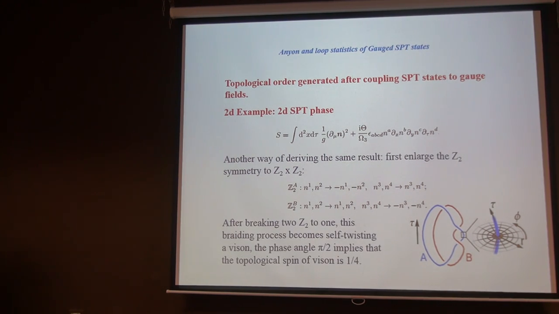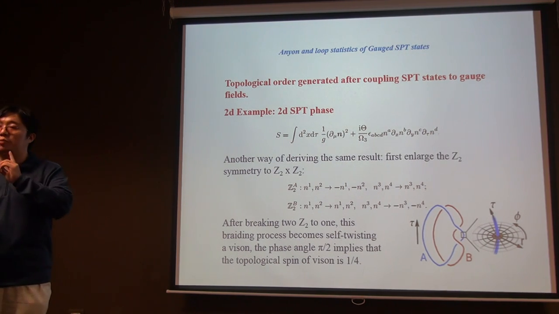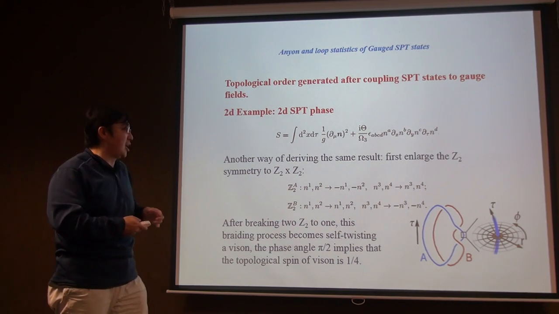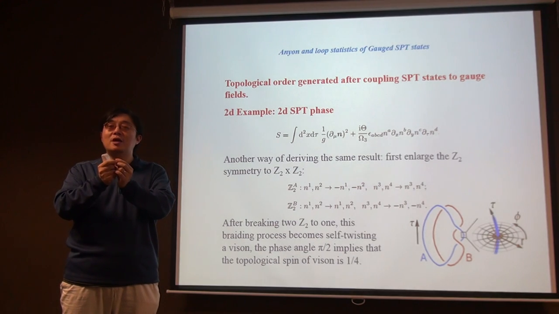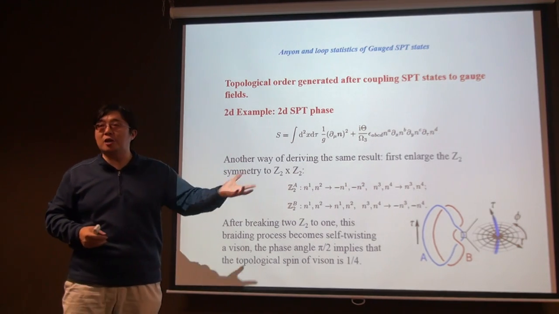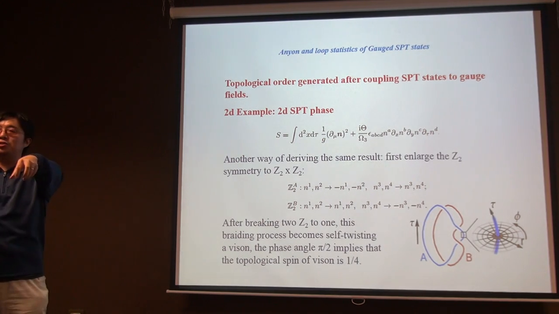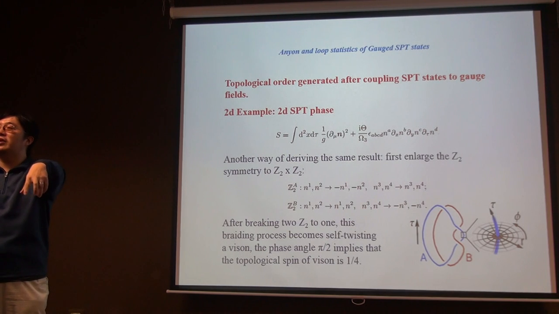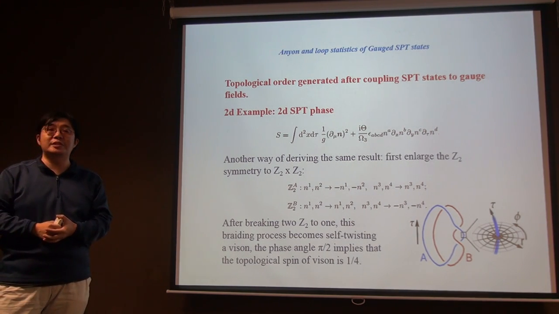Now if I break the 2Z2 symmetry down to 1Z2 symmetry, then these two visors will have to be bound together. Using our previous figure, we can show that if I take these two bound states and do this braiding, it will gain phase factor -1. It means that this visor will be a semion.